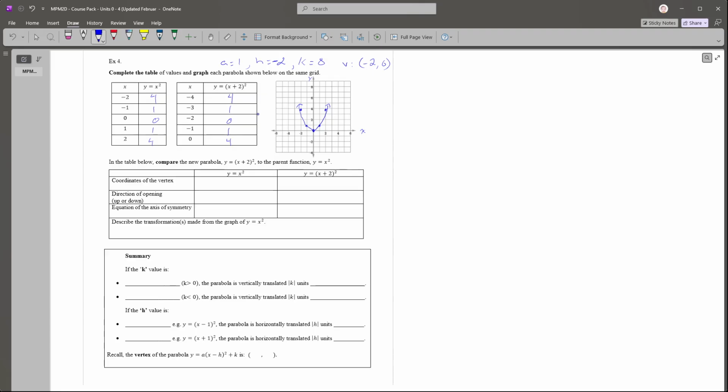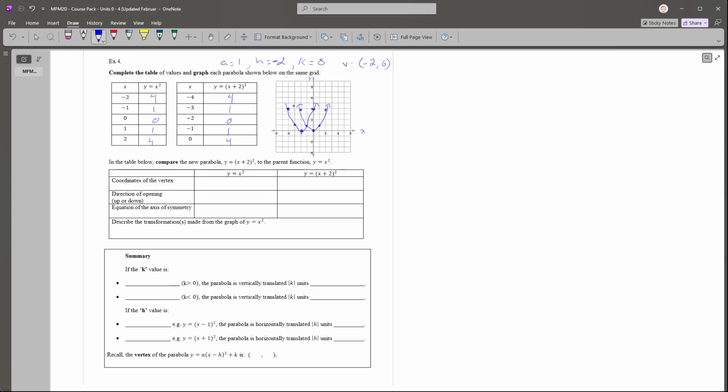Okay. Now let's do the next one. Negative 4, positive 4. Okay. And we have negative 3 right over here and 1. Then we have negative 2, 0. And negative 1, 1. Hey, they share a point. How about that? And 0, 4. We found a point of intersection for these two curves. Isn't that interesting?